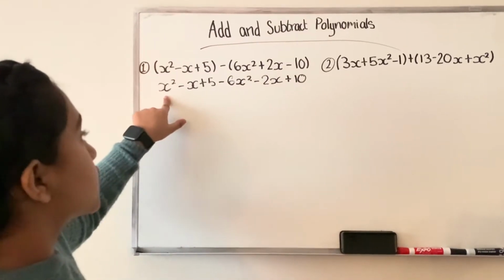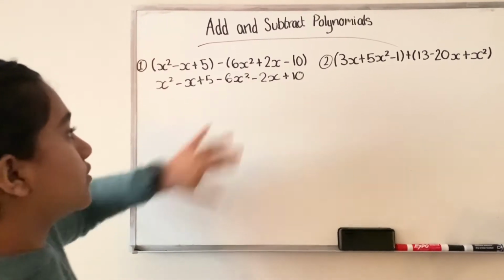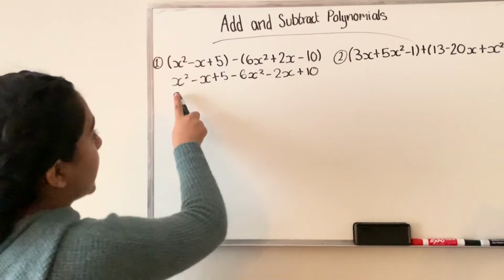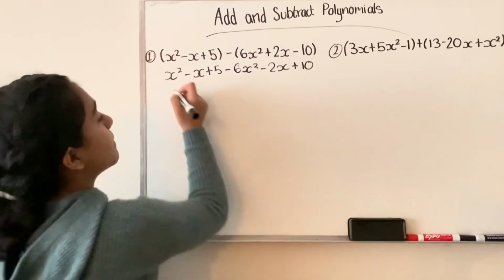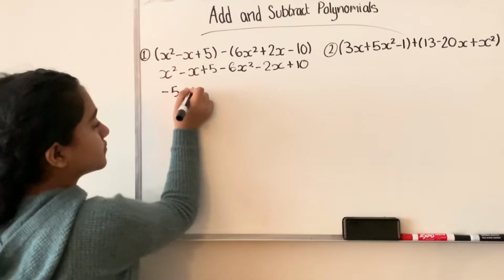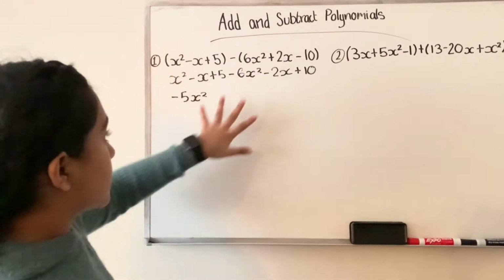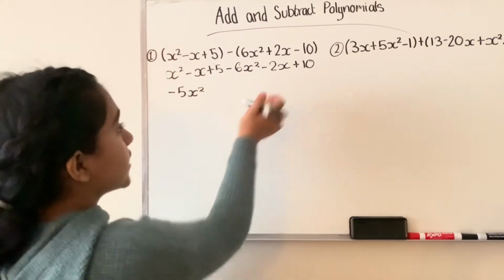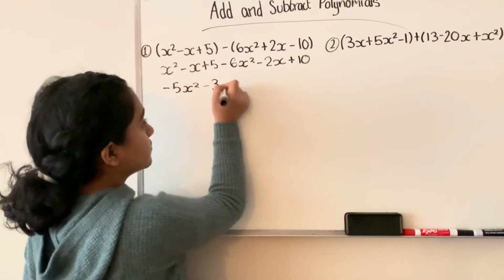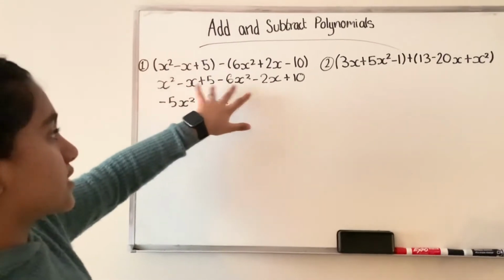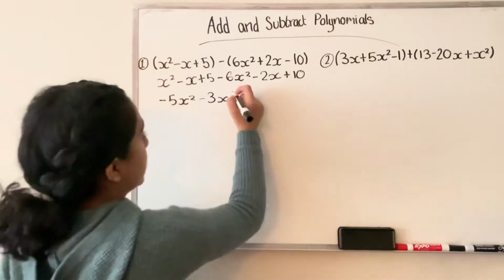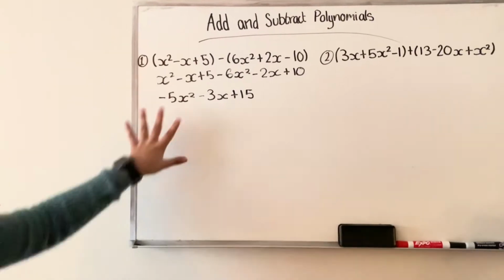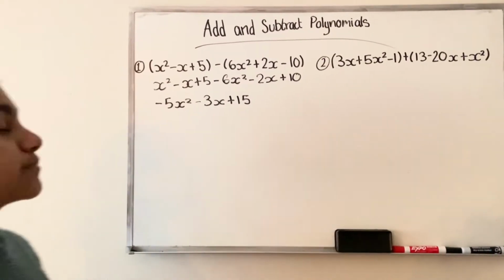So x squared and 6x squared, which is a negative, you can combine those two since they both have an exponent and have the same variable. So x squared minus 6x squared would be minus 5x squared. And then you can also combine these two right here, negative x and negative 2x. So negative x minus 2x would be negative 3x. And then you can also combine positive 5 and positive 10, which would be positive 15. So this would be your answer for number 1, minus 5x squared minus 3x plus 15.